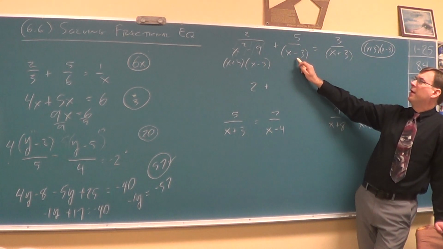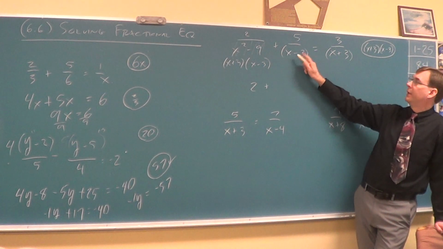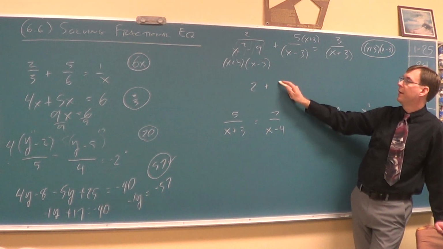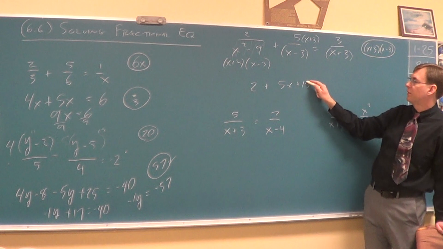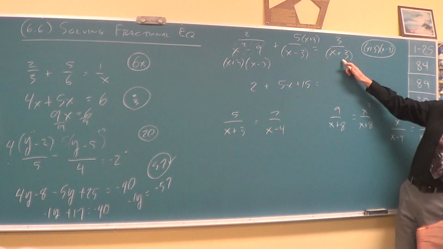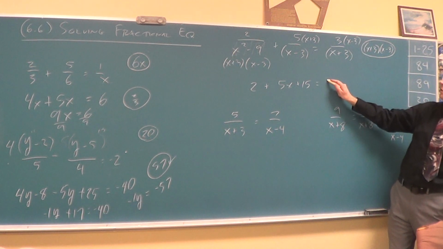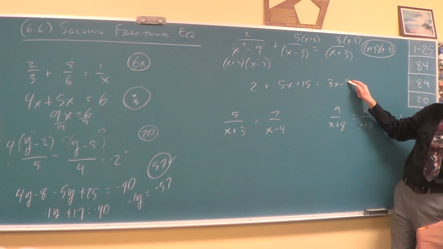5 needs to make a friend. Who's 5's new friend? X plus 3. You could write that as a distribute problem, or you could just distribute it. 5x plus 15. Leave this alone, or 3 makes a friend. X minus 3. 3 makes a friend with x minus 3 after our cancel, which will total 3x minus 9.